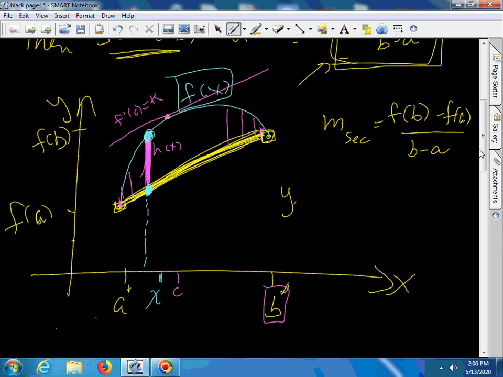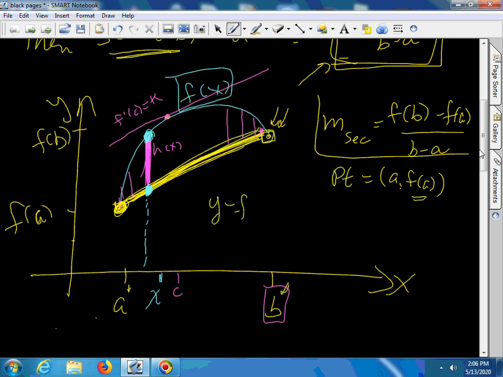Let me be crystal clear. We have the slope of the line and we have a point on the line. We can take a, f of a, that is this point here, or we could have picked that point. So we know that the equation of the line is y minus the y value equals m times x minus the x value. Well, m is f of b minus f of a over b minus a. That's the equation of that line.